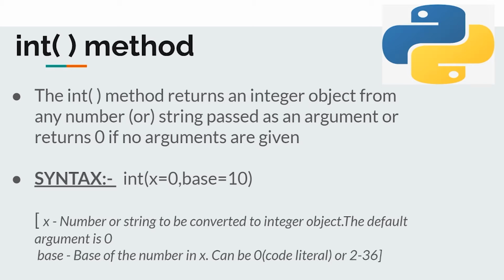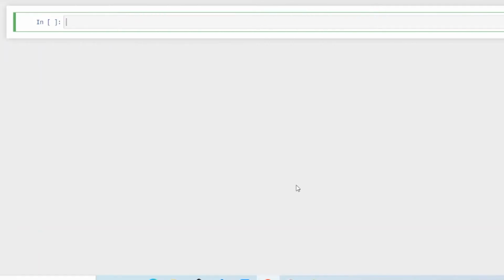It's given as int(x=0, base=10). An integer object can be any number or string, and it treats the default base as 10. So if there is no argument present, then the output would be returned as 0. So let us start with some examples for the int method.